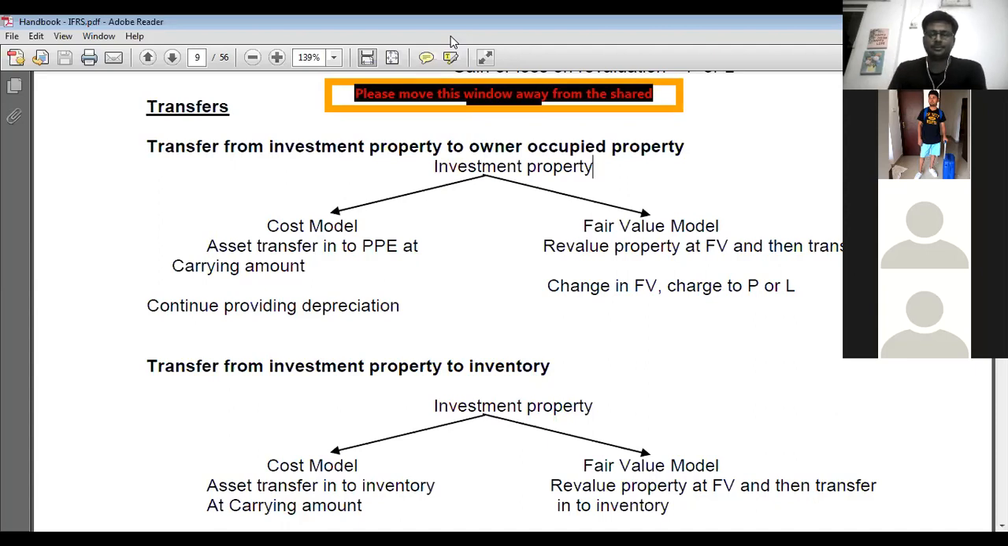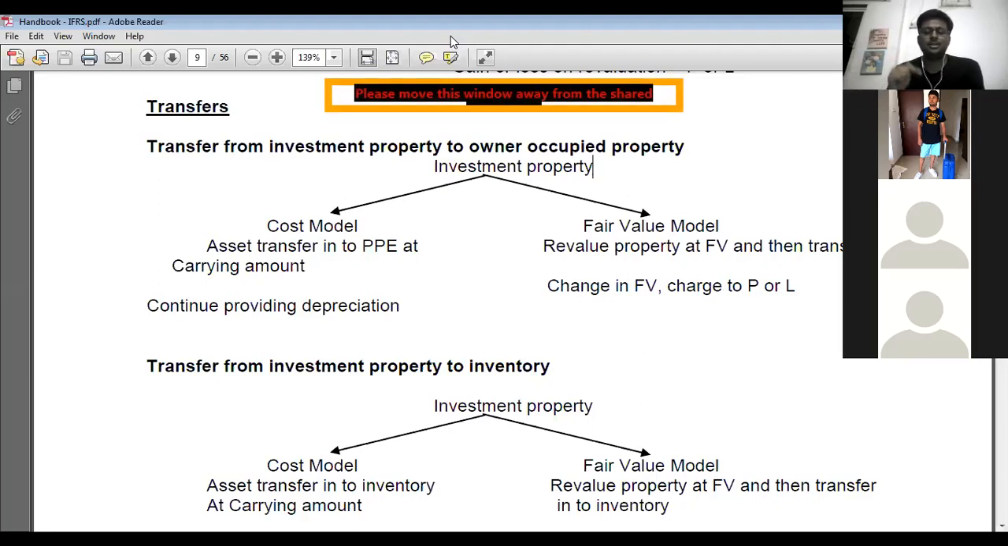To decide that, we need to see, when the asset was classified as investment property, what accounting model we followed: cost model or fair value model? If we followed the cost model, then in that case the transfer will be done at carrying amount. Carrying amount means cost minus depreciation. So the asset will be transferred at carrying amount, and once it is transferred to property, plant and equipment, we continue providing depreciation on the same, because in the cost model for investment property we provide depreciation over the life of the asset. So there is no change.